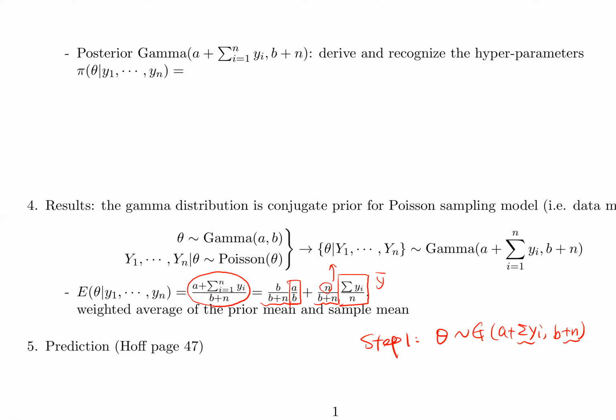So these are all known. There's a and b from the prior. Sum of y_i and n there are from the data. Okay, so you're going to get a draw. I'm going to use the little s as the superscript because we're usually going to do multiple of them. Step 2 is you get a new y, for which we usually use tilde to represent the predicted value. And for that particular s index, you can draw it from a Poisson, right? And then the Poisson parameter will be the draw that you had previously in step 1.